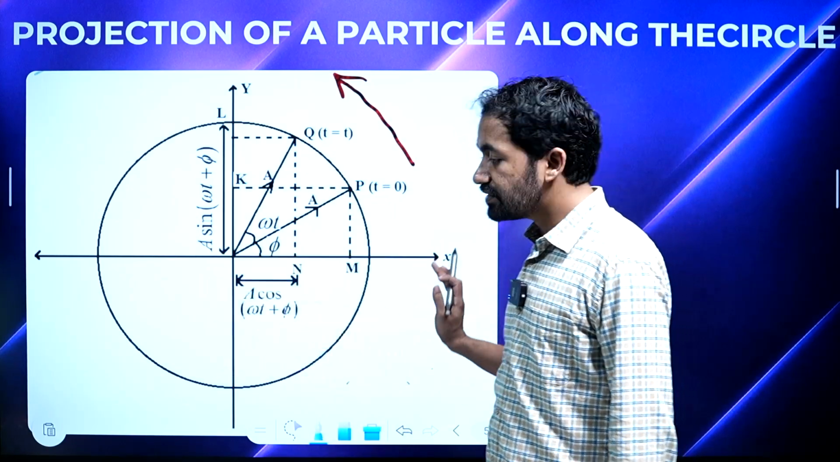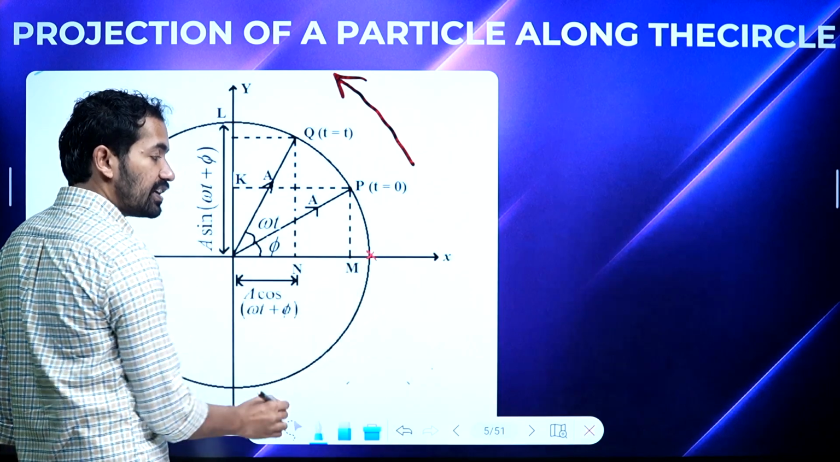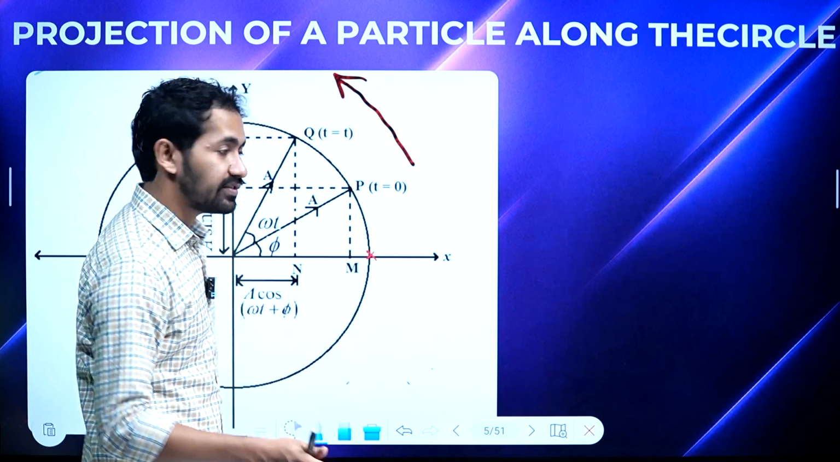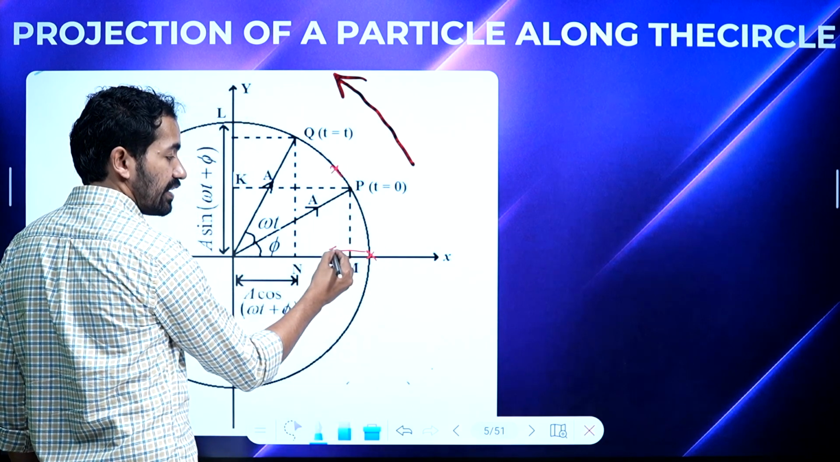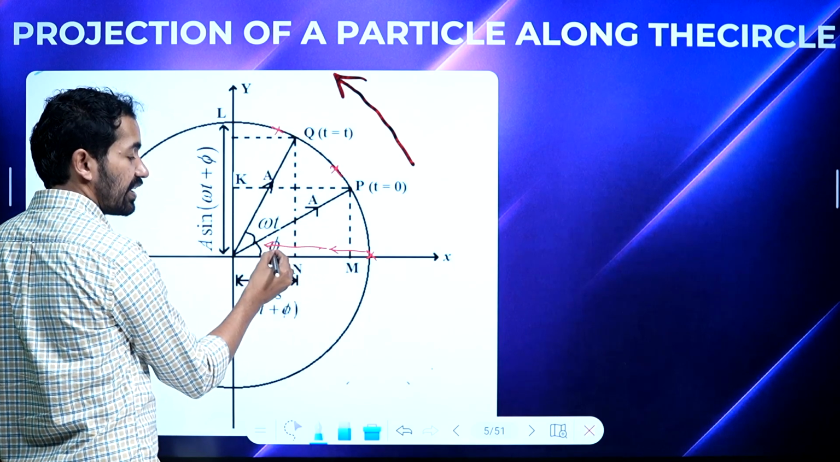I am drawing just the projection here. Your particle actually started from here. When your particle started, I'll just talk about the projection along the x-axis now. When your particle is here, the projection along the x-axis has reached here. When your particle is here, the projection along the x-axis had reached here.